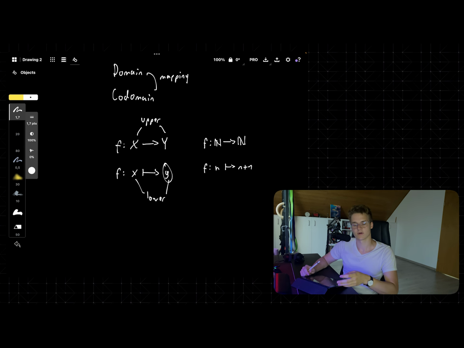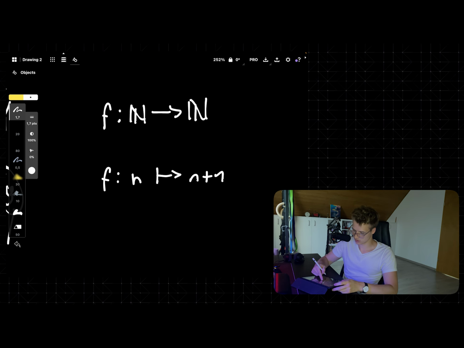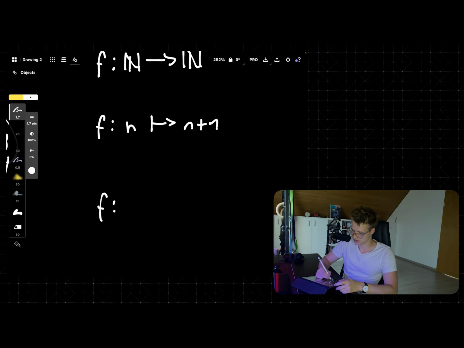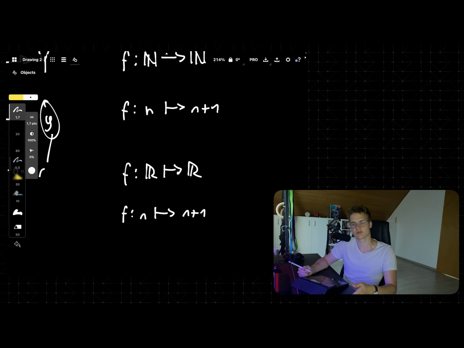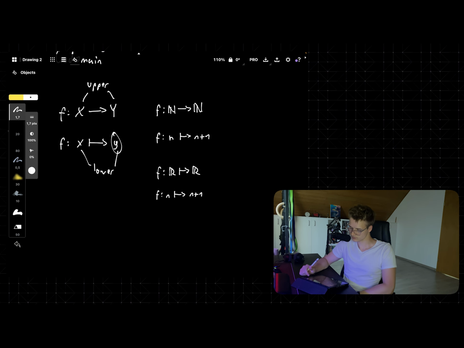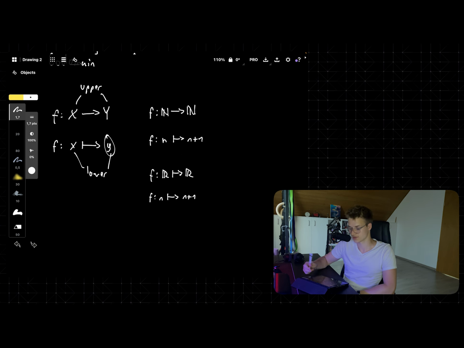So that's how functions basically work. But we can also say that f could just as easily map from real numbers to real numbers. And we can just say this the same way. So f maps n to n plus 1. Doesn't really matter. You take an x, you increase it by 1. So this is why the domain actually matters. And sometimes it might not work.